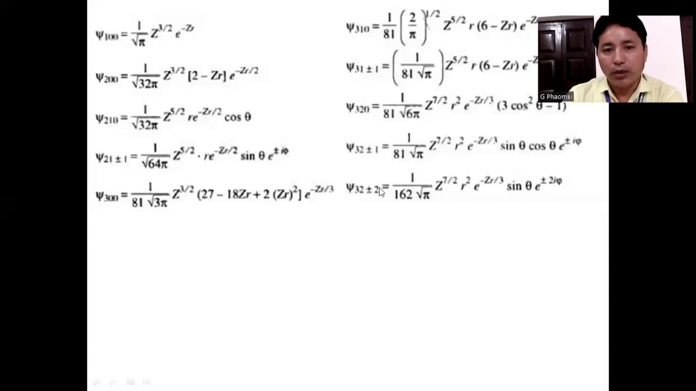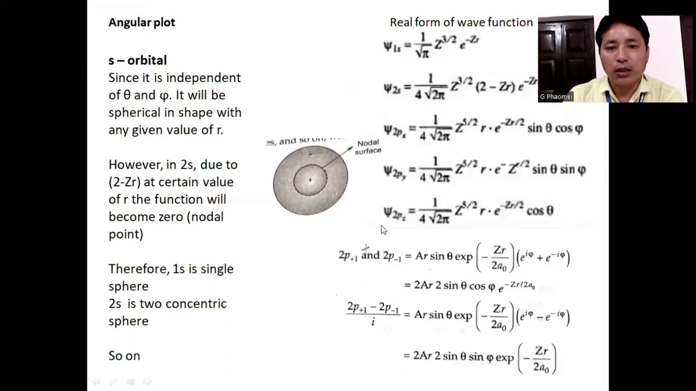Therefore, we can add 2,1,plus 1 and 2,1,minus 1, and you get this one. So it contains sine theta and cos phi, which is exactly the same as the x axis in the transformation of Cartesian to polar coordinates.